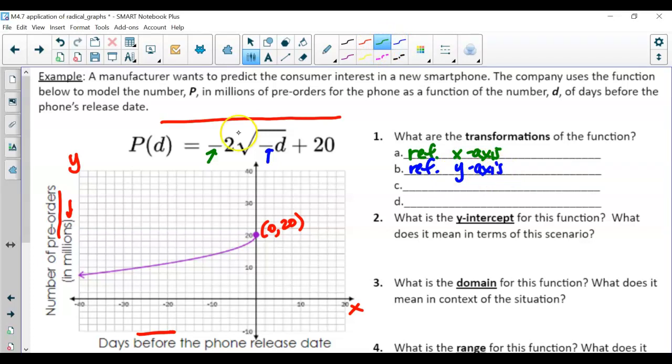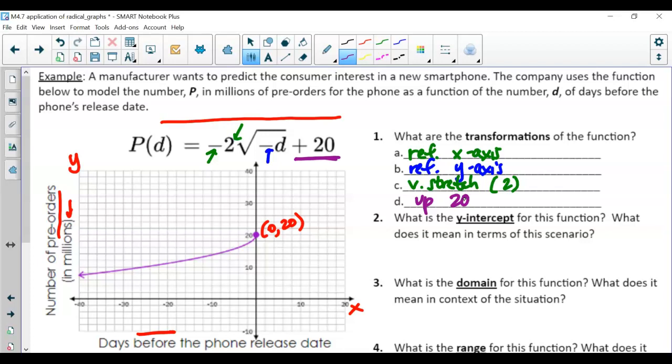Then also notice we have this value here too on the outside. So this represents our vertical stretch by a factor of 2. Then last here, notice how we have the plus 20. Well, did we start at 0, 0? No. What happened? We moved up 20. We moved up 20 units. So now that's the transformations.